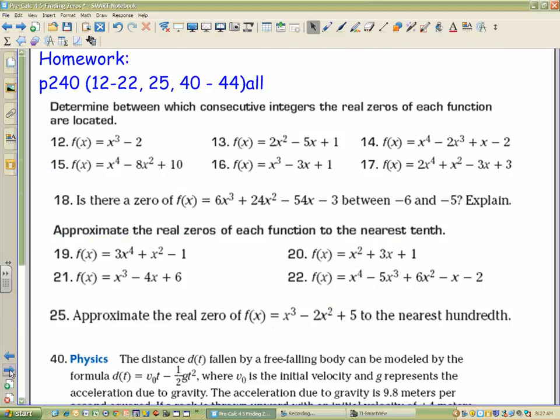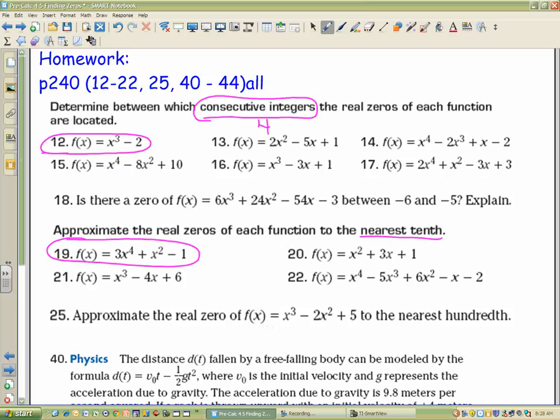And that is all the work that we're doing. Here's the homework we're going to work on Monday in class. It starts on page 240, 12 through 22, 25, 40 to 44. And what I would like to do, though, is have you come to class prepared so that you've done a little bit of this. Why don't you do problem 12? And then try to do problem 19 where you're getting closest to the nearest tenth. On 12, you were just looking for consecutive integers, so it was between x being 4 and 5. Here we want to get to the nearest tenth.